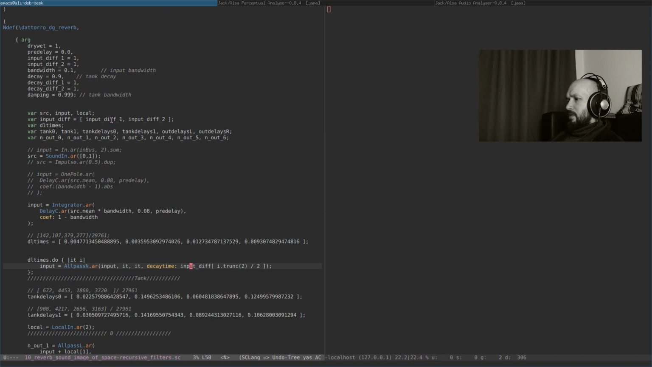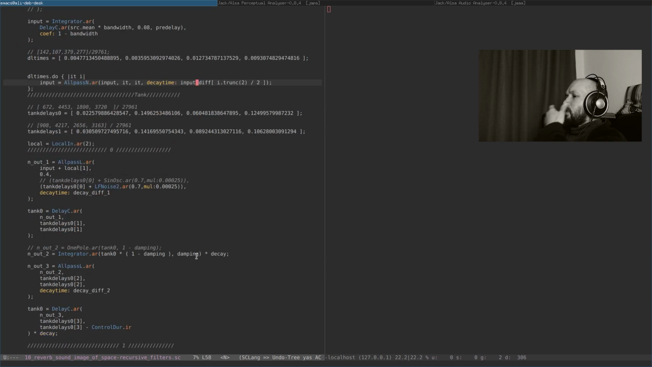Where is that input diff? Yeah, input diff, as you can see here, is an array of these 2 parameters. They are just 2. I just took them into an array, and I index it with this truncation, so that the first 2 iterations will use this one, and for the second 2 I will use this one.